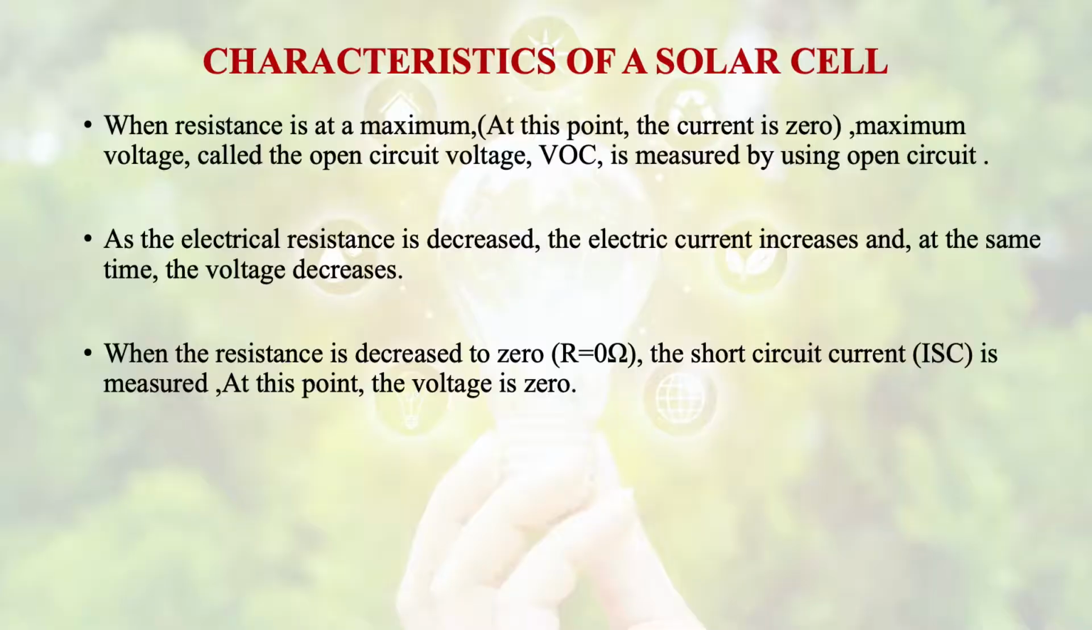So when the resistance is decreased to a zero value, or R equal to zero, the short circuit current, ISC, is measured. You will know this term when you study the characteristics of the solar cell, ISC and VOC. So what is ISC? It is the short circuit current. At this point the voltage is zero. When you are making the short circuit, that means you are making the voltage zero.